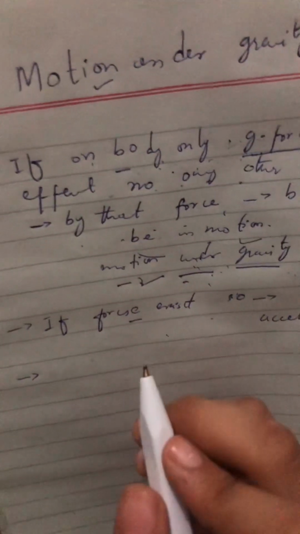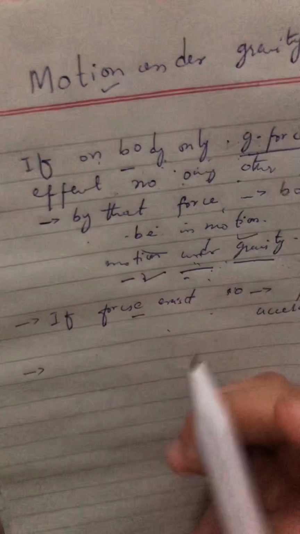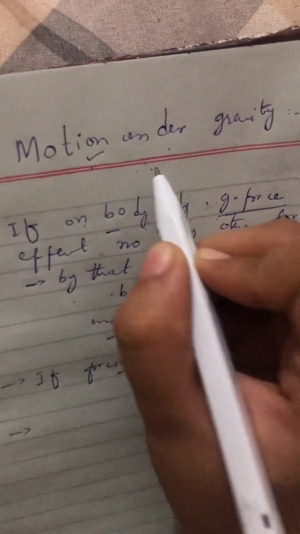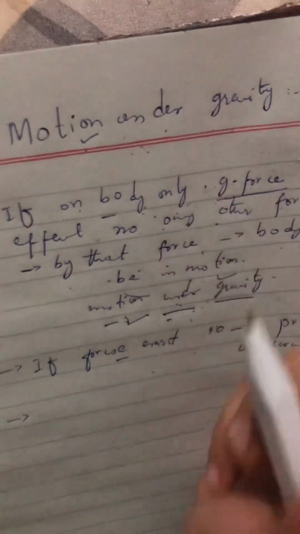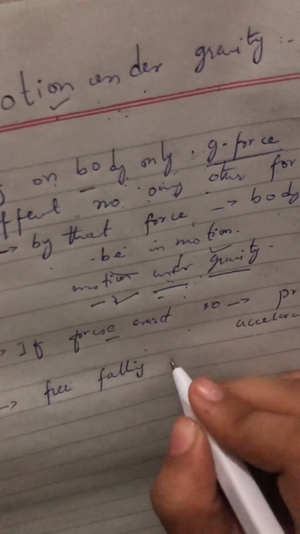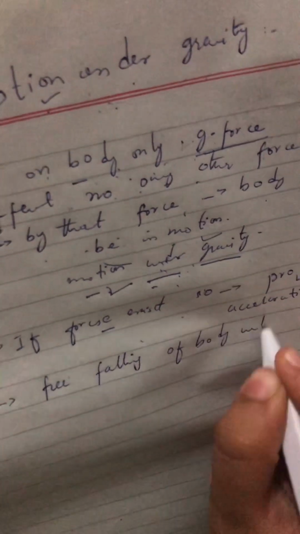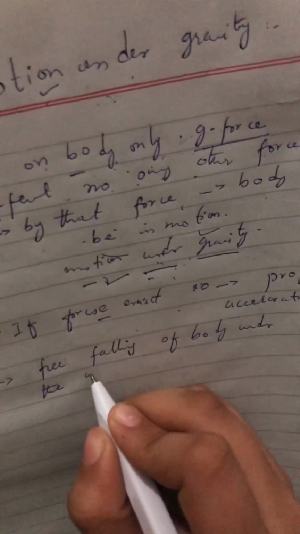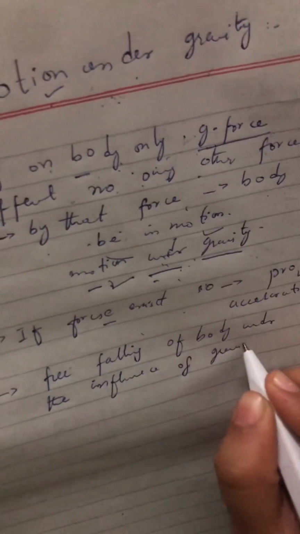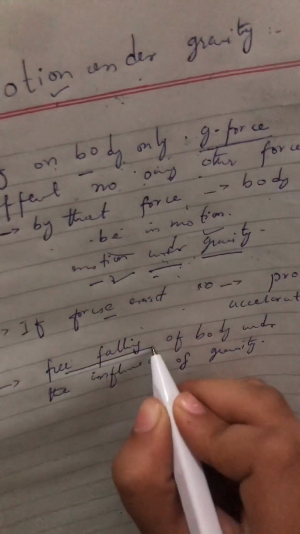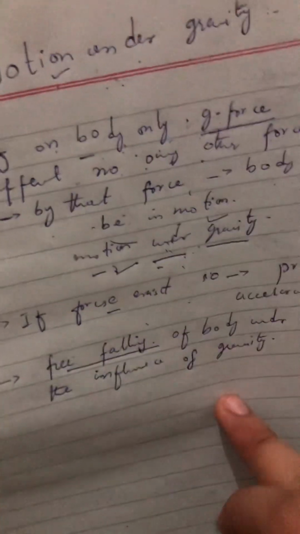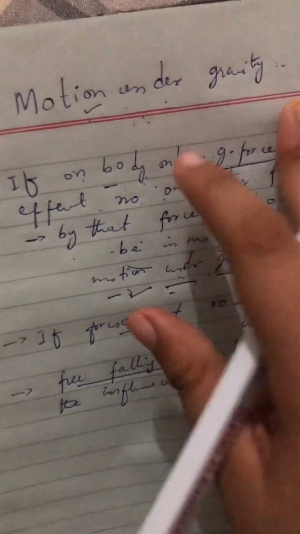After that, motion under gravity is also defined as the free falling of any object under the influence of gravity. Free falling of a body under the influence of gravity means that the body will get in motion under the influence of gravity, so that is called motion under gravity.